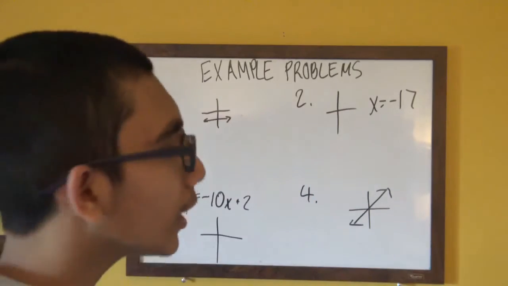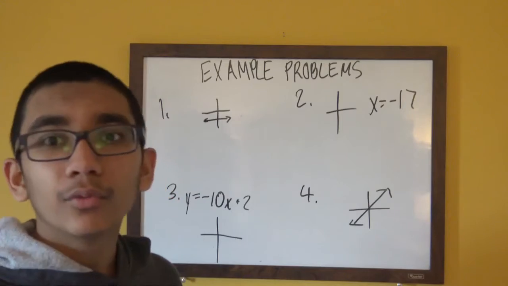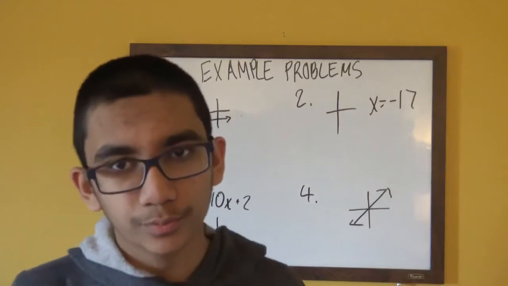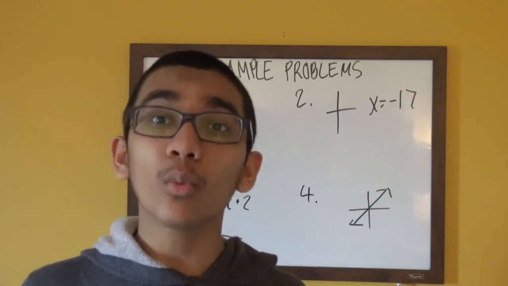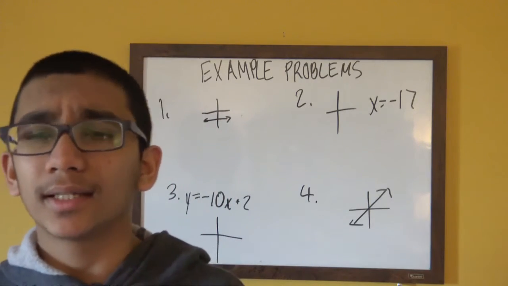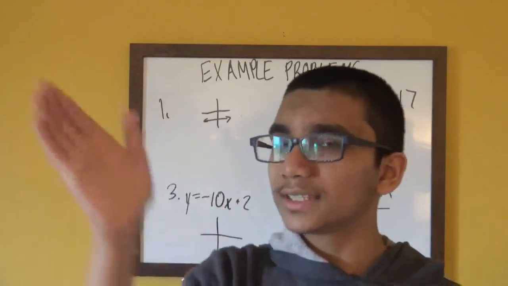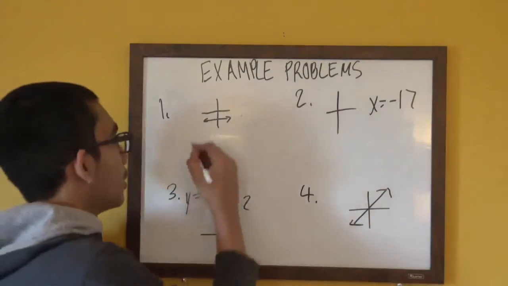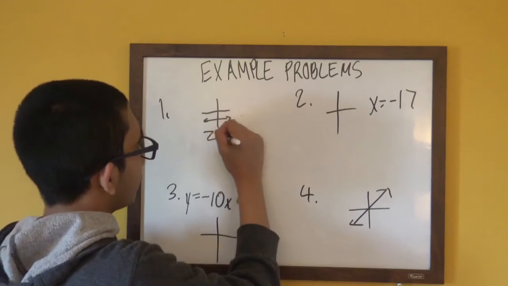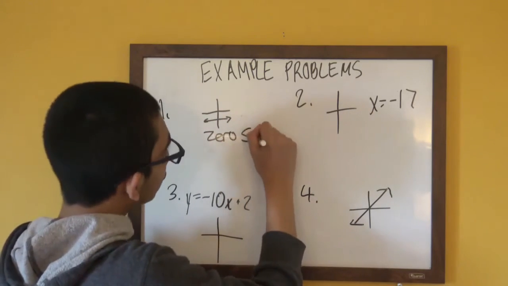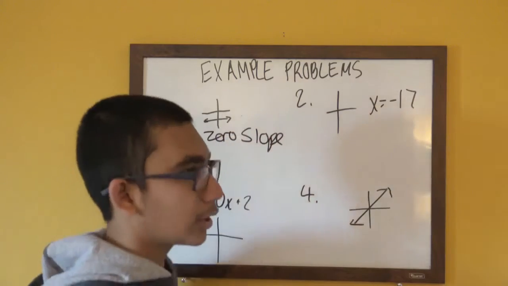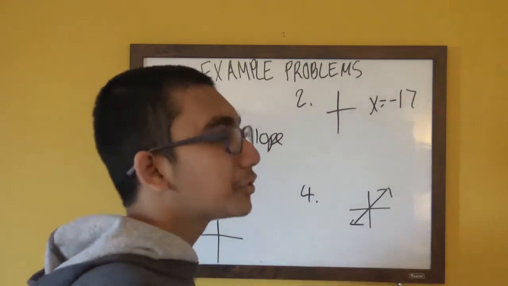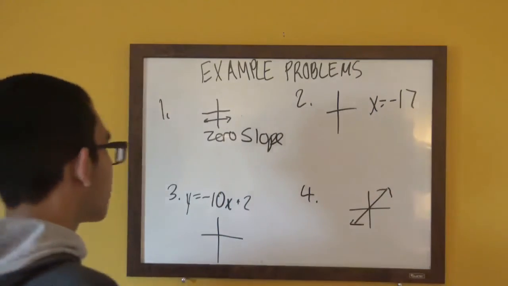So, for number 1, what I can see here is horizontal. It only goes through the y-axis. And it doesn't have a slope, basically. It's only straight. So, I can see that this is zero slope. It's horizontal. It doesn't really have a diagonal slope. And really, it only goes to the y-axis. That's the main important thing here.